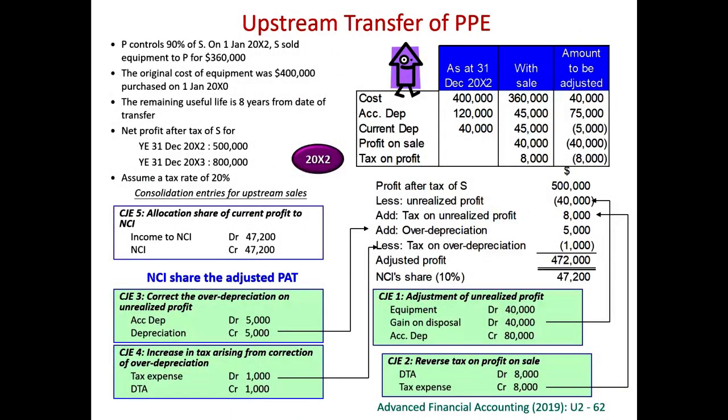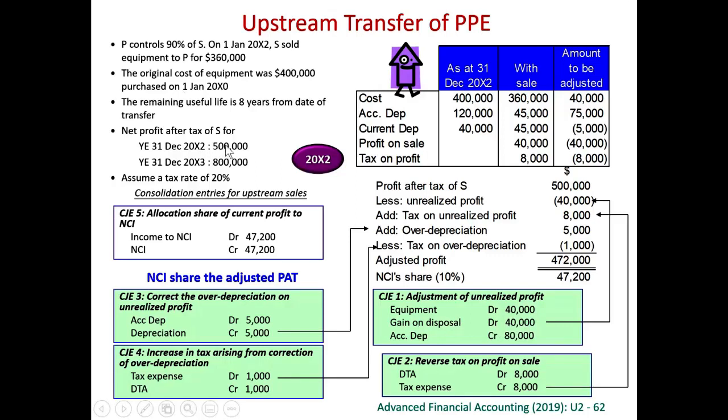What is different is that this time it is the subsidiary which sells the equipment to the parent, so we will ask the non-controlling interest of this subsidiary to share part of the adjustments. We have made 4 adjustments. Journal number 1, we debit gain on disposal. If we debit gain on disposal, that means on consolidation, we think that the profit should go down.